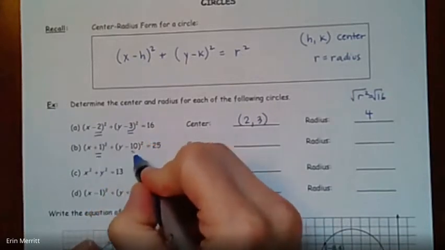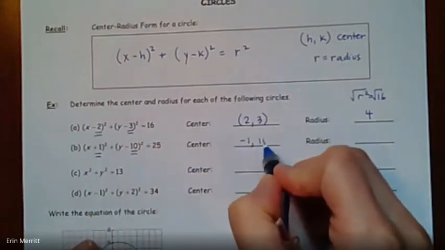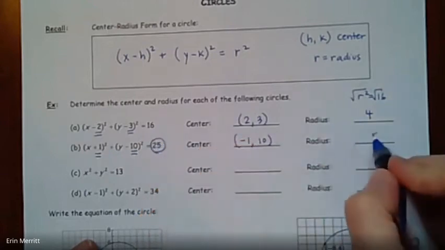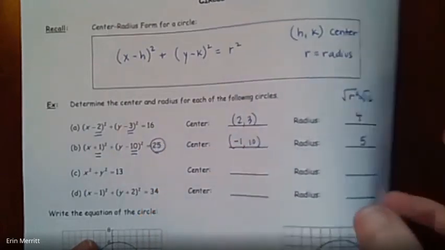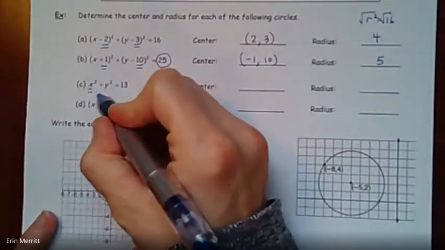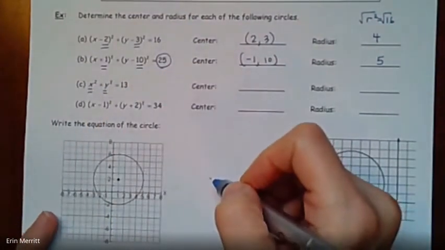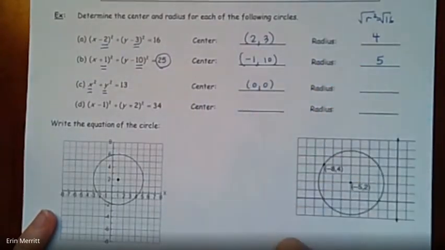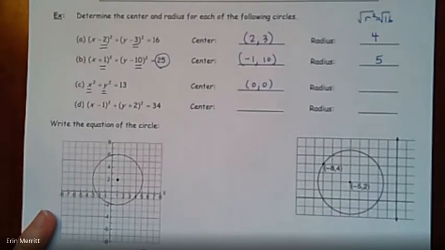So same thing. Flip the sign, it's -1, +10. The square root of the last piece of it would be 5. If I don't see anything in there, think about what would you be subtracting that you don't see? Should be 0, 0 itself. So right at the origin is where that circle is centered.